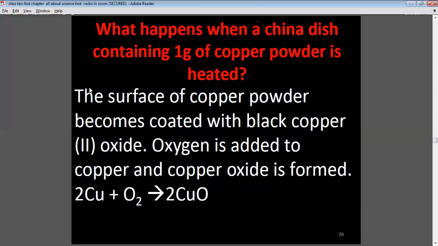What happens when a china dish containing 1 gram of copper powder is heated? The surface of the copper powder becomes coated with black copper oxide. Oxygen is added to the copper and copper oxide is formed. 2 molecules of copper, Cu, plus oxygen, O2, form 2 molecules of copper oxide.